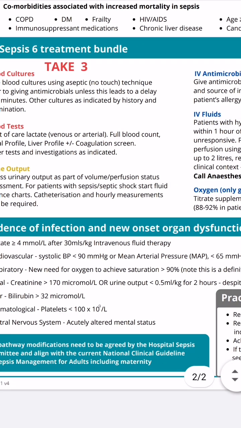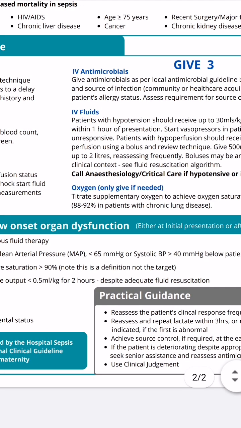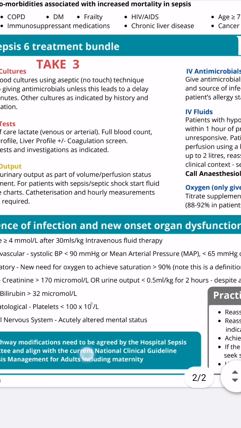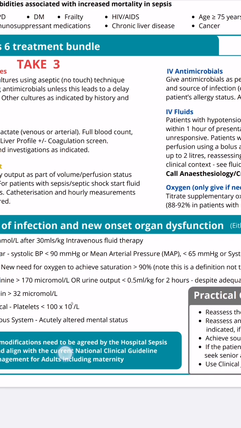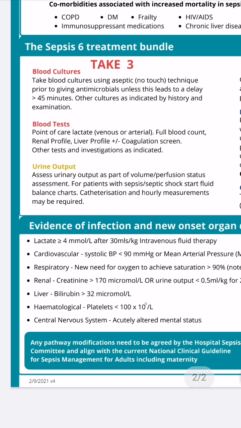Then we also see the evidence of infection, and then we go for the respiratory system: new need for oxygen to achieve saturation more than 90%. Note, this is a definition, not the target. Renal: we will check the creatinine, more than 170, or urine output less than 0.5 milliliter per kg for 2 hours, despite adequate fluid resuscitation. Liver: bilirubin more than 32 micromoles per liter. Hematological: platelets less than 100. And central nervous system: acutely altered mental status.